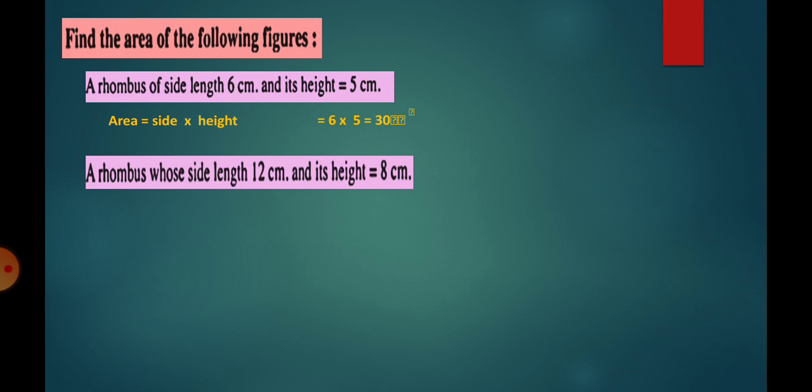The rhombus of side length equal 12 and its height equal 8. Here we have side and height. Then area equals side by height. 12 times 8 equals 96 centimeters power 2.